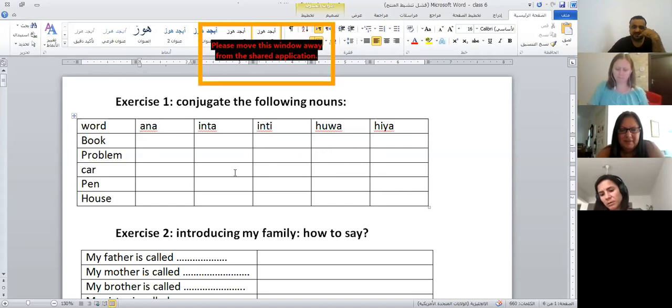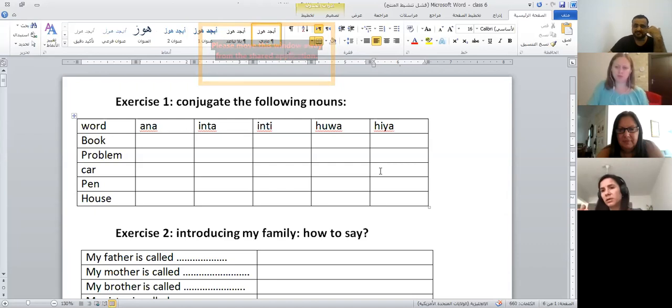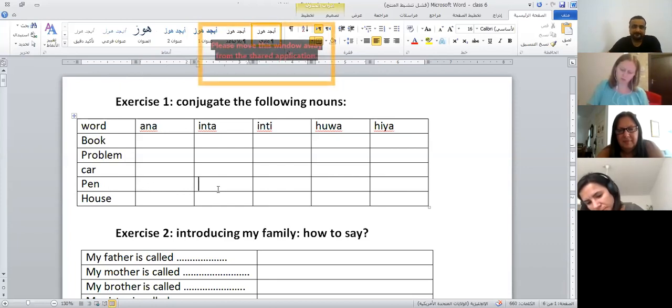Sayarati. Your car. Sayaratak. Sayaratish. Sayaratu. Sayaratha. Zainab. Pen. قلمي. قلمك. قلمش.